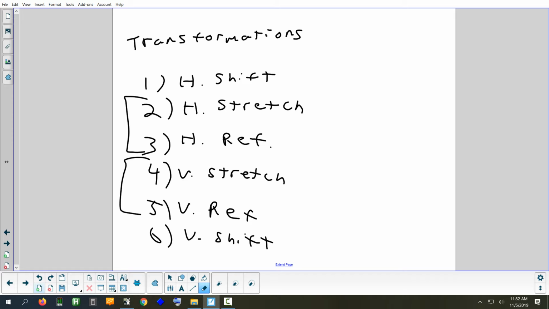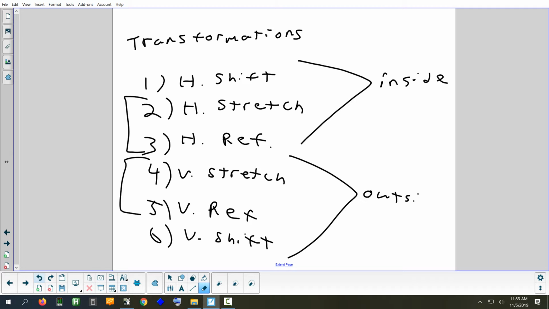Remember, shifting is when you add or subtract. Stretching is when you multiply, or divide, I guess. Reflections are when you have a negative. Horizontal stuff is always inside the function. Vertical stuff is always outside. Also, horizontal stuff is always backwards. It's the opposite of what you would think. Vertical is not. If you see a +3, it's up 3. If you see a -2, it's down 2. Okay, so that kind of summarizes everything about transformations.